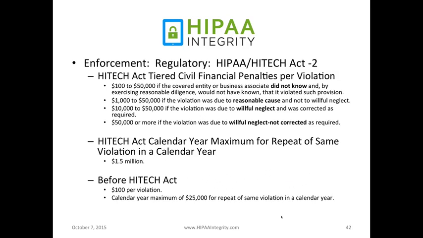The penalties under the HITECH Act were raised and are quite severe, particularly for this 4th bullet in the first category, which is a mandatory $50,000 per violation if a violation is due to willful neglect and not corrected as required. And the maximum is $1.5 million in a calendar year for repeat of the same violation. Before the HITECH Act, the violation was $100 per, with a calendar maximum of $25,000 on the same basis as I said earlier.